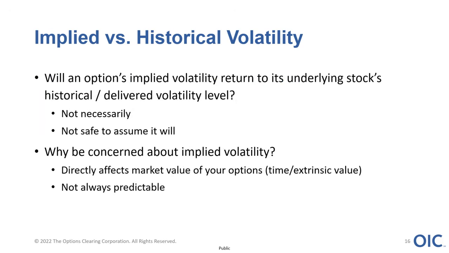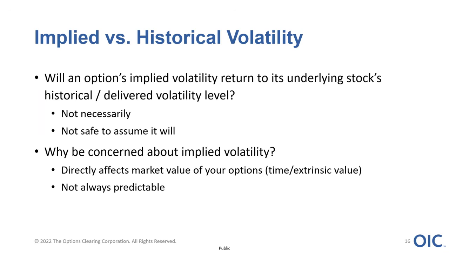Here's a couple of questions that we get all the time on the investor education desk. Will an option's implied volatility return to its underlying stock's historical realized volatility level? The answer to this is not necessarily. It's really not safe to assume it will. The reason why is what I just said, right?